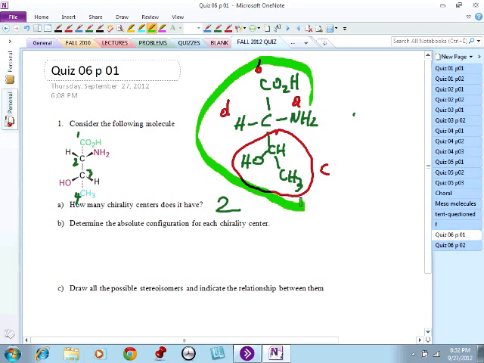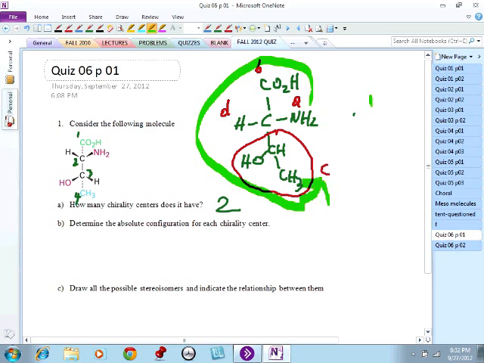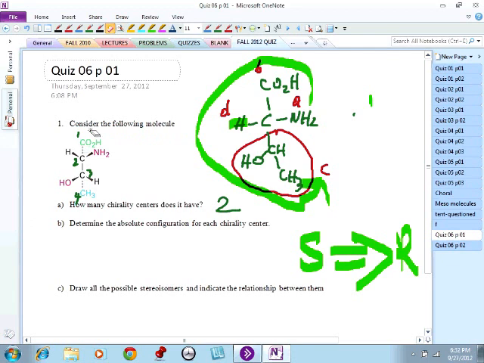So we make our motion from A to B to C. Okay, and that motion is what? Counterclockwise. So that was supposed to be S, but we have to change it because this hydrogen here, the group of lowest priority, is coming at you, right? So therefore, this becomes R. So those people who said R, you are correct. R is correct.